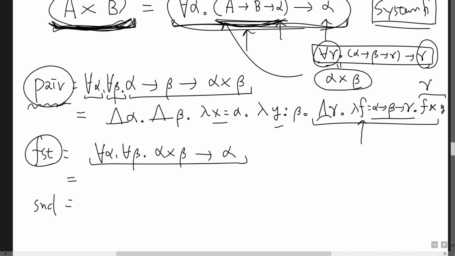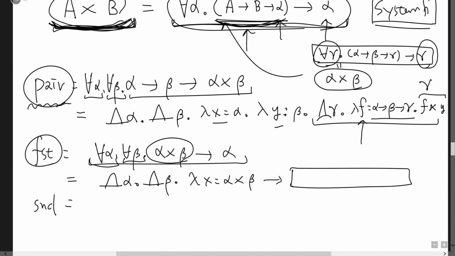So you start with capital lambda alpha. For this one, you have to introduce capital lambda beta. And you have an argument of this type, lambda x of type alpha times beta. And now you have to build an expression of type alpha. And this alpha times beta, according to this definition, you can rewrite as for all gamma, alpha arrow, beta arrow, gamma arrow, gamma.